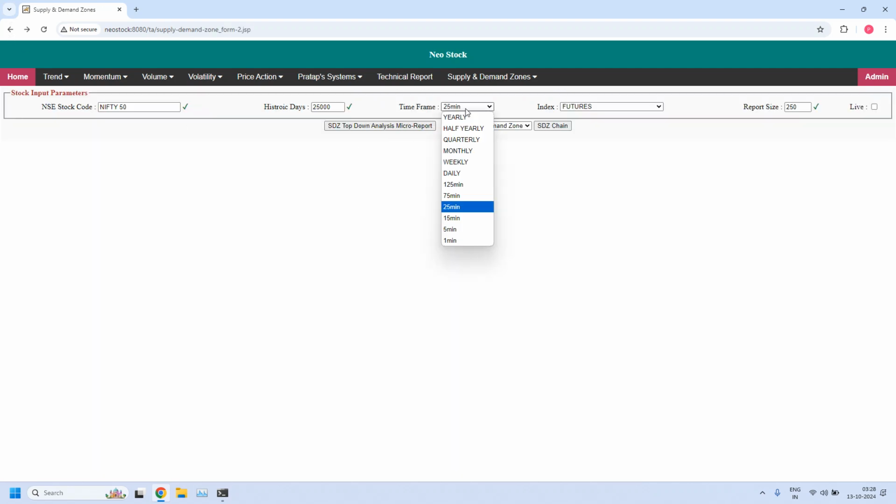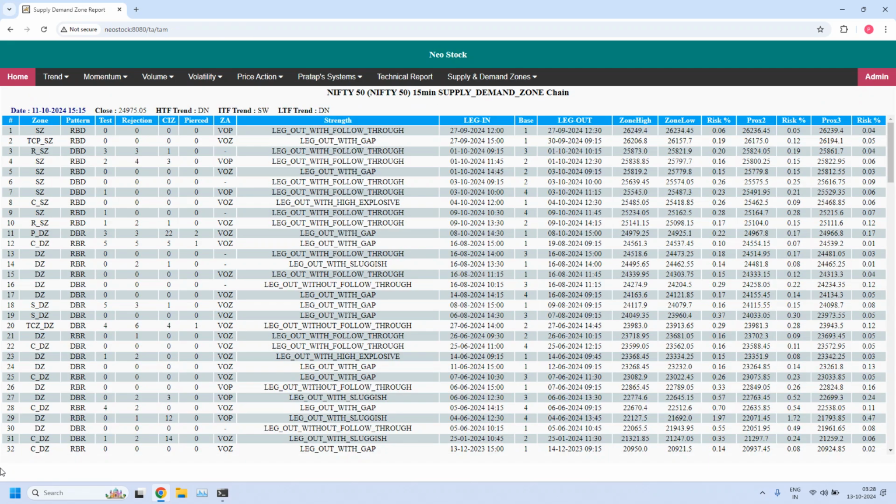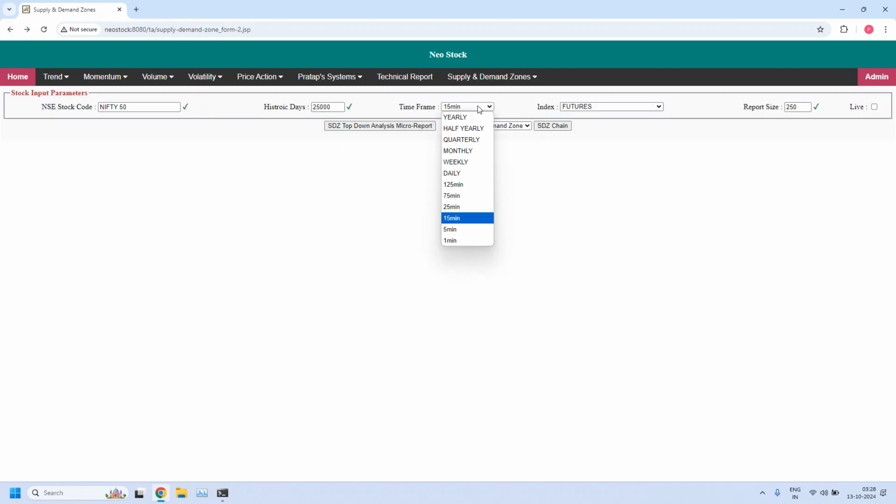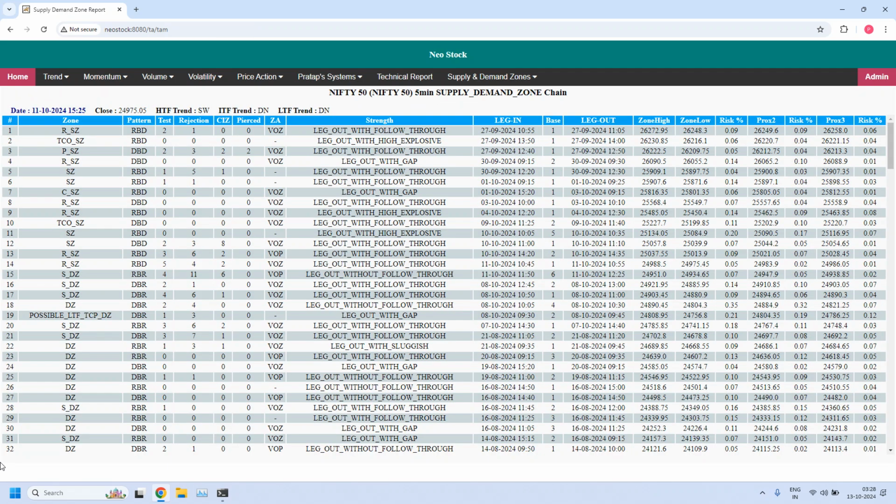The next time frame is 15 minutes. So this is 15 minute supply demand zone chain. The next time frame is 5 minutes. This is 5 minute supply demand zone chain for NIFTY. So this is about NIFTY supply demand zone chain for different time frames.